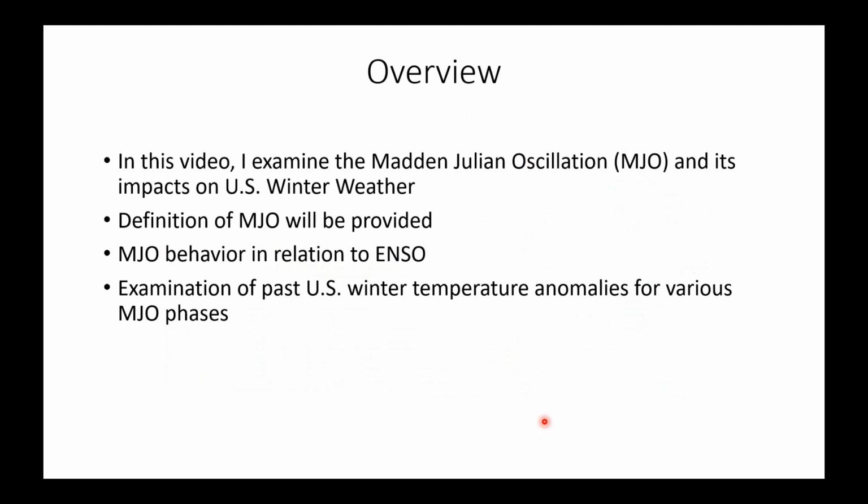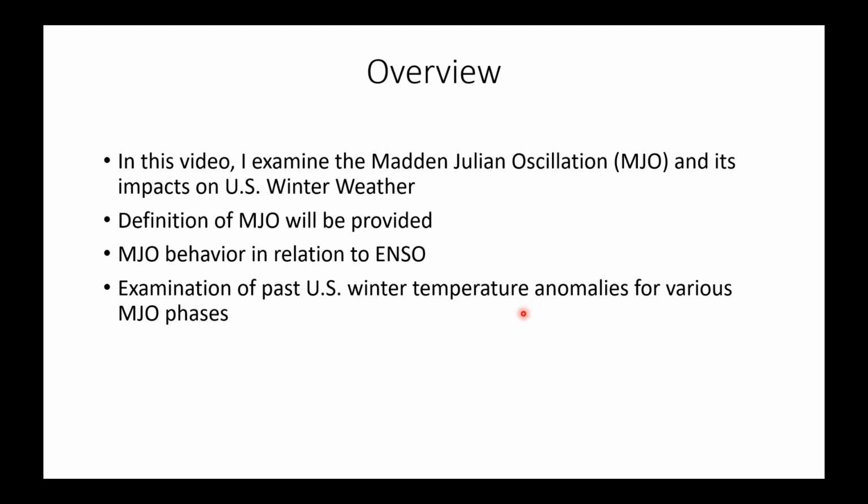So my overview to kick things off in tonight's video, I'm going to examine the Madden-Julian Oscillation, the MJO, and its impact on the U.S. winter weather. We will look at the definition of the MJO, and then we'll also take a look at the MJO behavior in relation to the El Nino Southern Oscillation, the ENSO. And then finally, we'll examine past U.S. winter temperature anomalies for various MJO phases. I'm really going to focus in on those winter temperature anomalies mainly. I also will mention briefly about precipitation anomalies, but really my focus in tonight's video will be on the U.S. winter temperature anomalies.